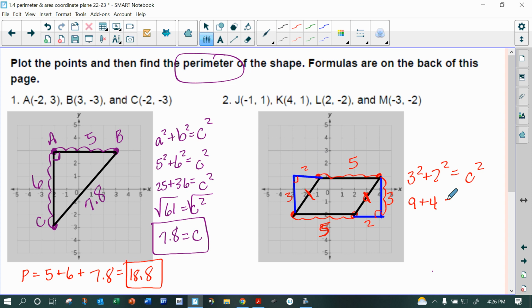So 9 plus 4 is 13. The last step in the Pythagorean theorem is to take the square root. So the square root of 13 is 3.6. So I know both of these sides are 3.6. That means the perimeter is two sides that are 5, because I have two 5s, plus two sides that are 3.6.